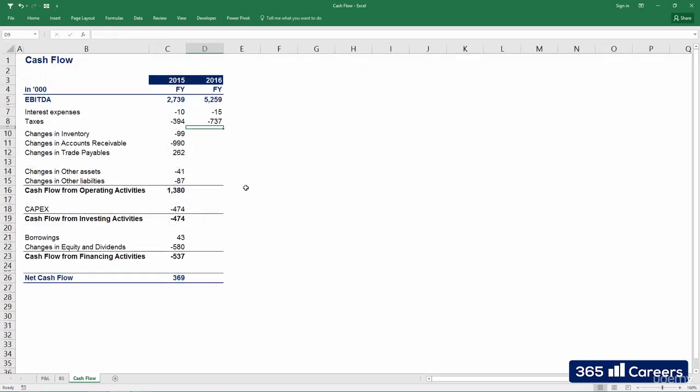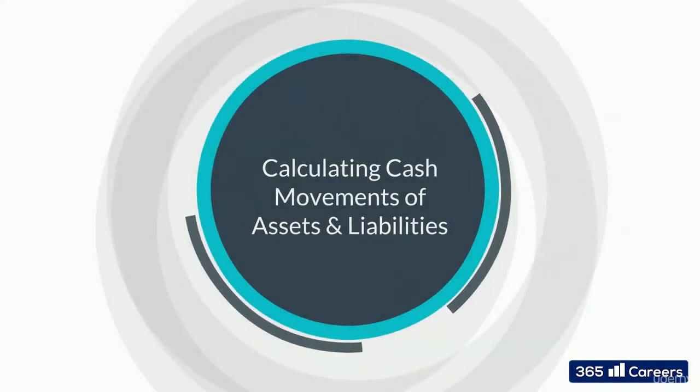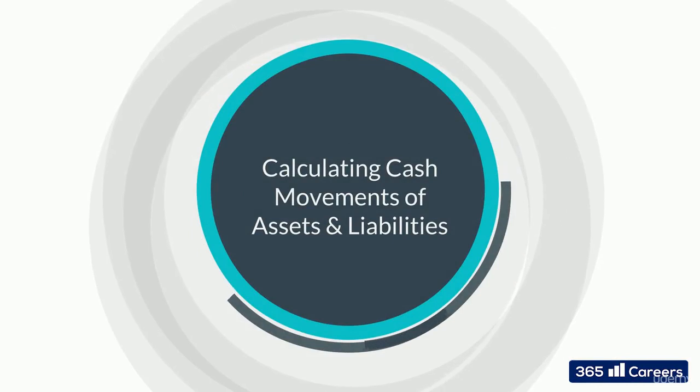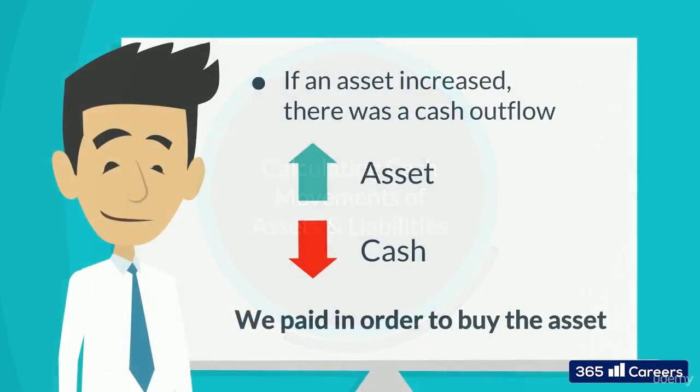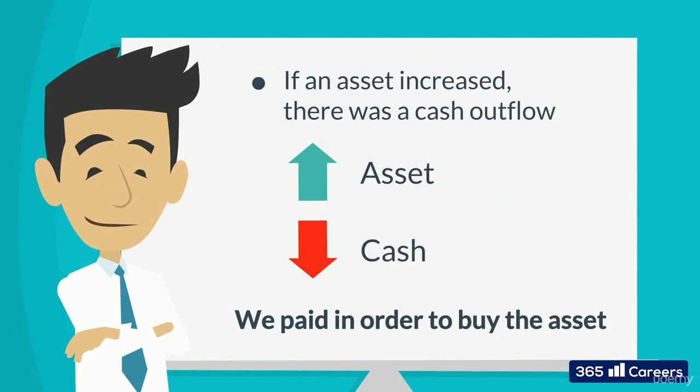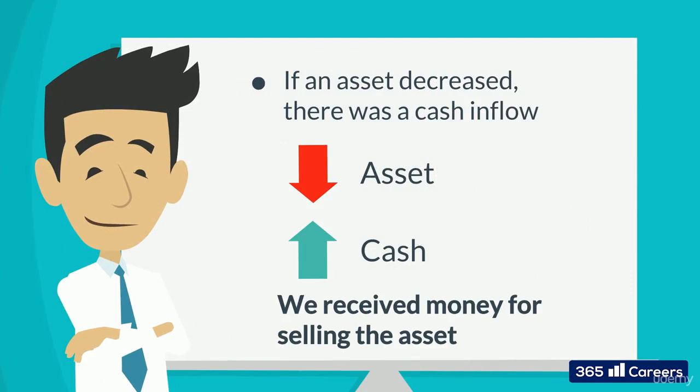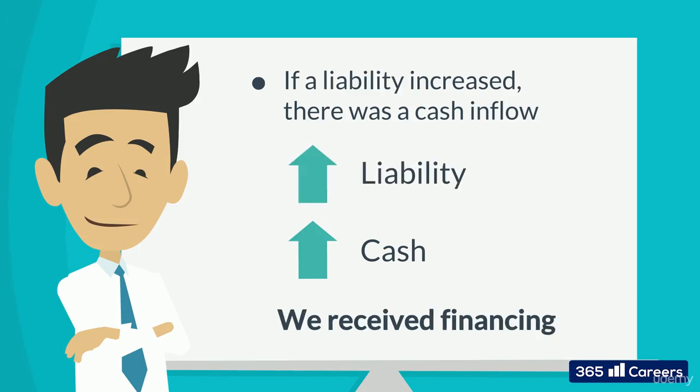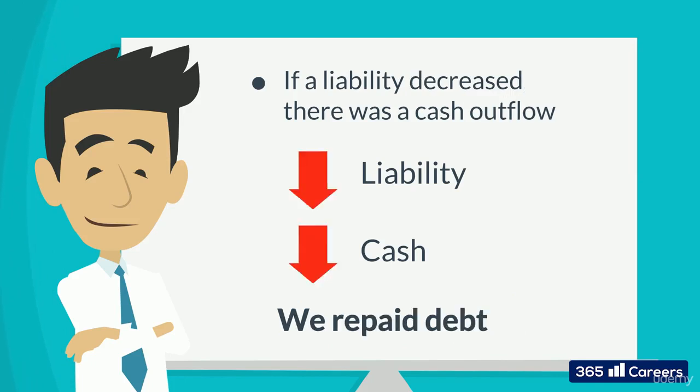Next, we will have to calculate the movements arising from the three working capital components: accounts receivable, inventory, and trade payables. The logic for calculating cash movements of assets and liabilities is as follows. If an asset increased, there was a cash outflow, we paid money to buy the asset. If an asset decreased, there was a cash inflow, we received money for selling the asset. If a liability increased, there was a cash inflow. We took debt or financing and money came in. If a liability decreased, there was a cash outflow, we repaid debt and therefore spent money.